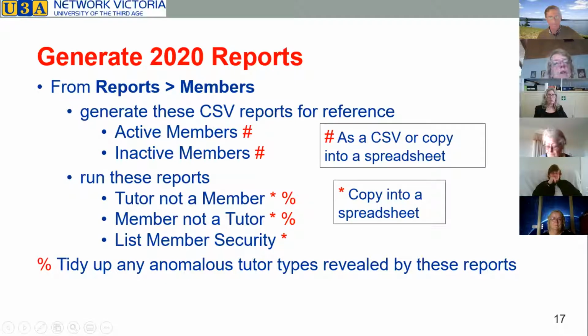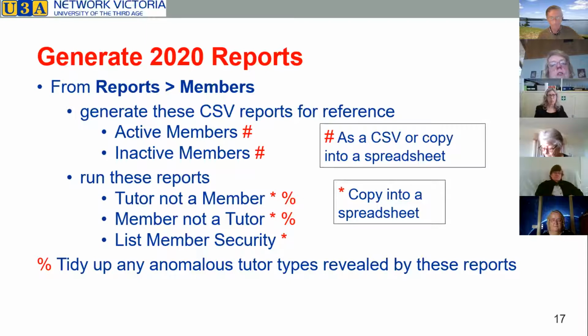Before you do the rollover, a good idea to generate the reports for the current year. So you want a list of the active members and the inactive members. There's an option on the reports menu to do those top two either as a CSV or just a report on the screen. Any report that appears on the screen, you can usually just scrape it into a spreadsheet and save it.